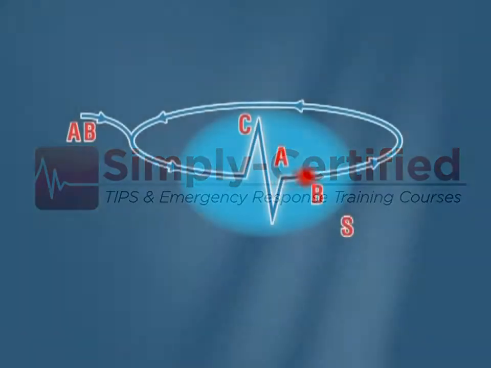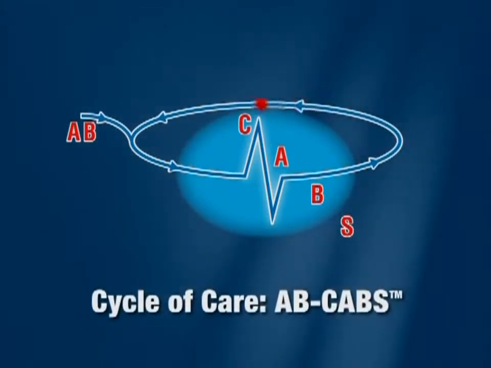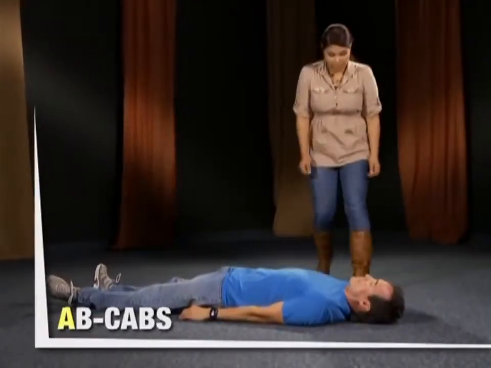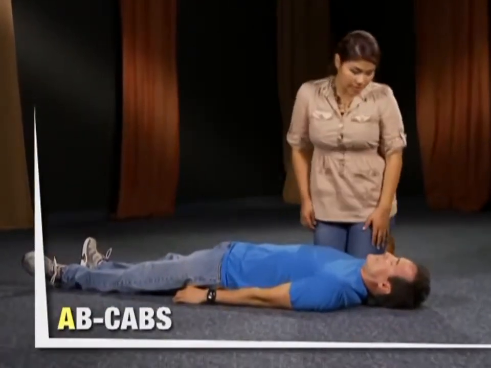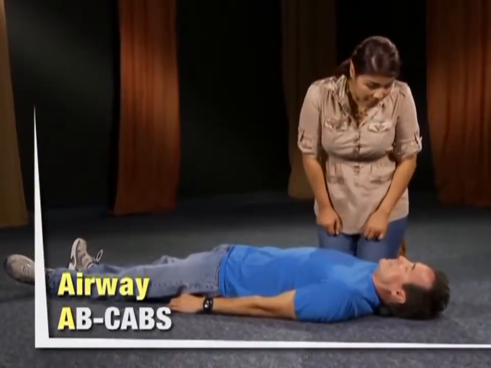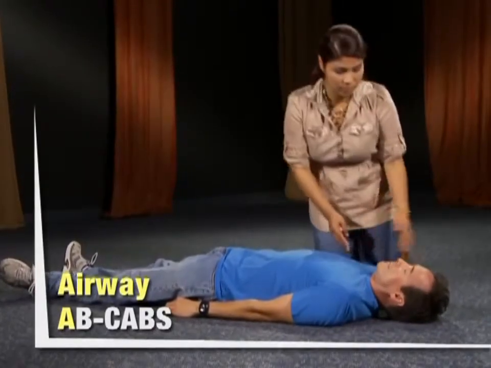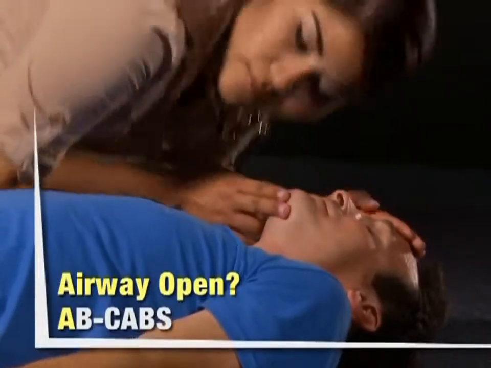You will practice using the memory word ABCABS in a cycle of care as you learn emergency first response skills. The meaning of the memory word ABCABS is as follows. Within the AB portion of the memory word, the first A in ABCABS stands for airway. Essentially, the A reminds you to ask the question, is the patient's airway open?